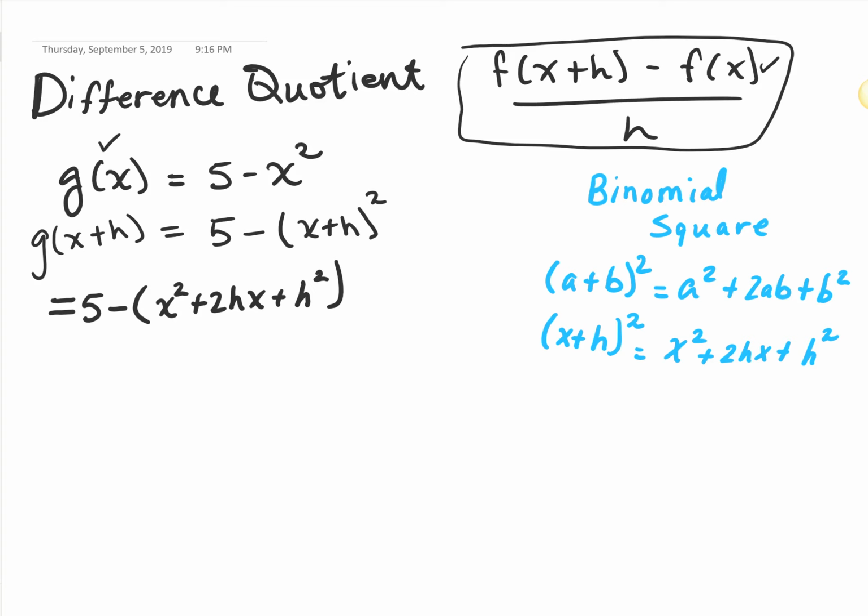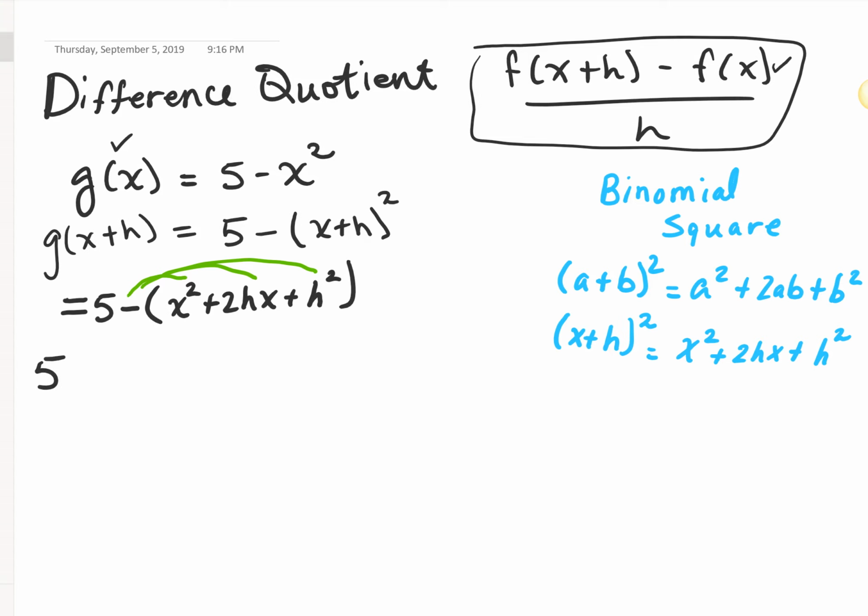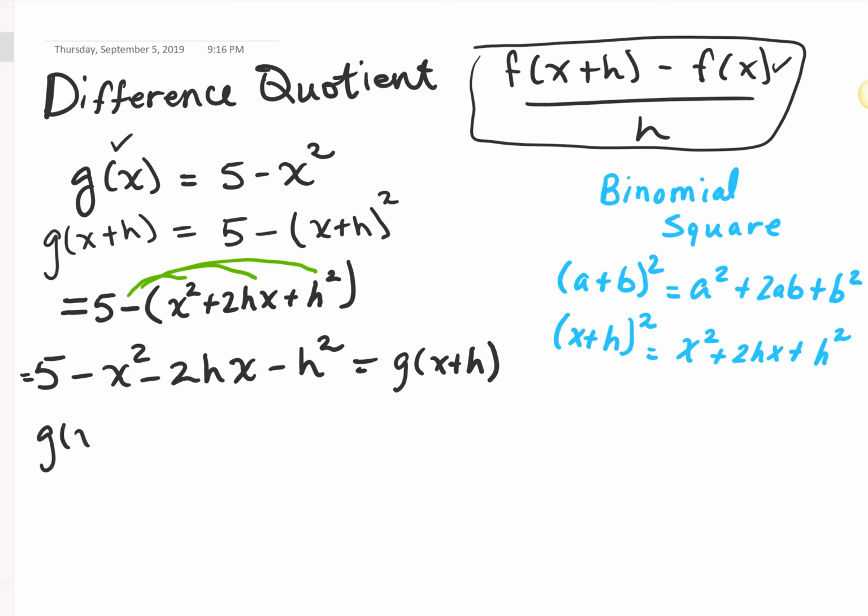Now what we have to do is we have to distribute this negative sign all the way across. Look something like that. You have 5 minus x squared minus 2hx minus h squared. So this right here is the g of x plus h, and now you are ready to find g of x plus h minus g of x.